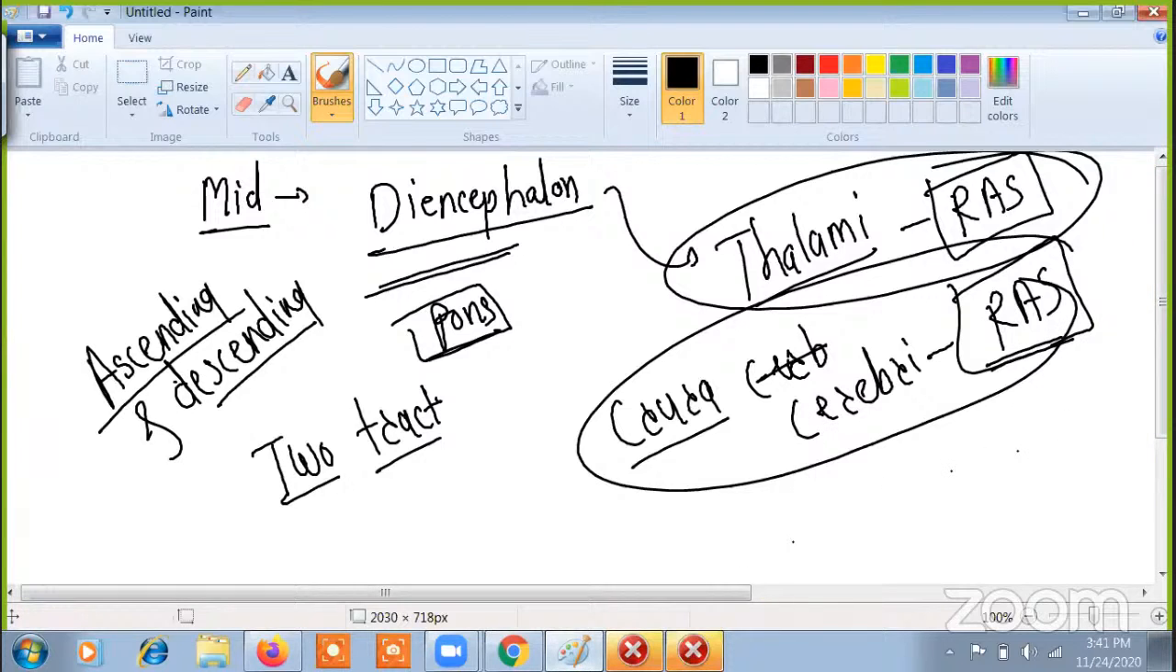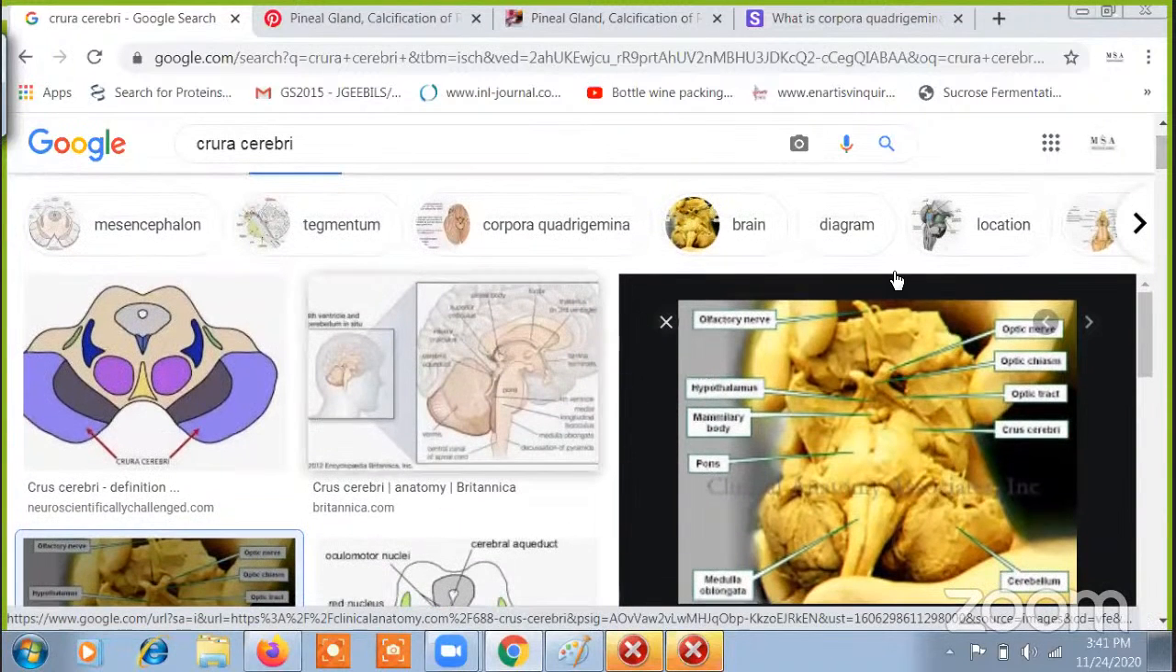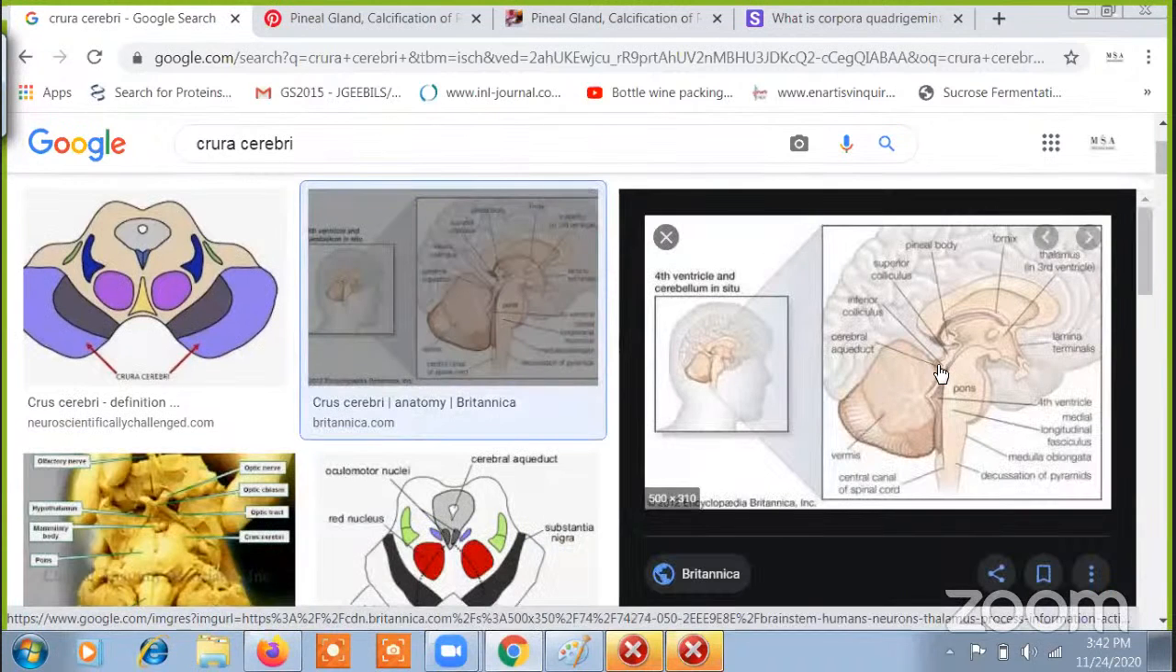Okay, I hope you have understood this. So just now we have discussed the corpora quadrigemina. Corpora quadrigemina is the dorsal part of the midbrain. Here, this is corpora quadrigemina, the dorsal part of the midbrain, which is showing the superior colliculi and inferior colliculi. Superior colliculi is related with the vision reflexes, inferior colliculi related with the auditory reflexes. Then the two tracts are passing from the midbrain, and these two tracts on the two sides of the midbrain are forming the reticular activating system, and these are connecting the midbrain with the cerebrum. Okay.